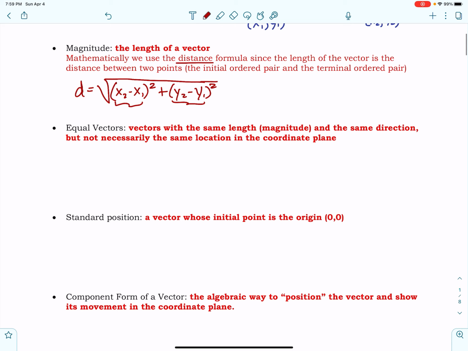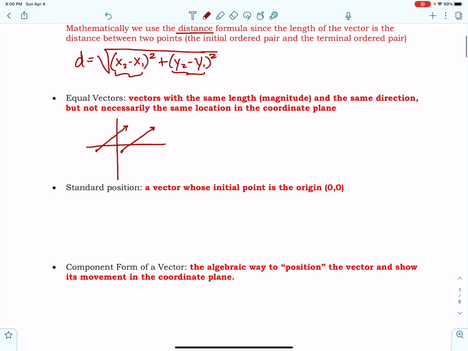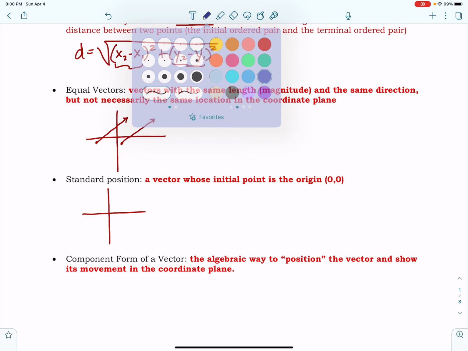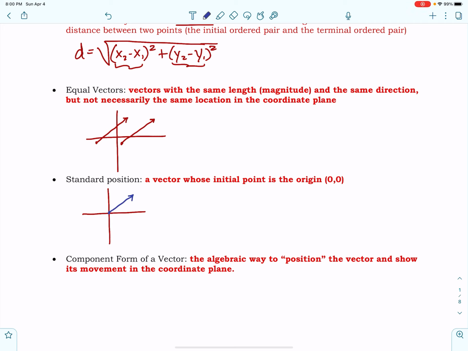All right, so equal vectors. These are vectors that are the same length and the same direction, but not necessarily in the same location on the coordinate plane. So let's say we had this vector right here and this vector right here, and they were the same. They, of course, would be parallel since they have to be going in the same direction. And then when we talk about the standard position, this is a vector whose initial point is the origin. So we could have a vector here, or it could go this way or that way or whatever. But its initial point is always the origin.